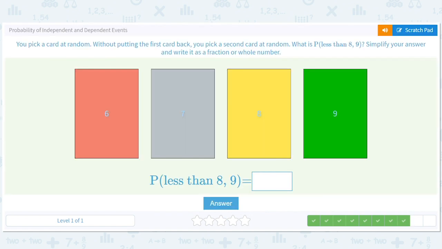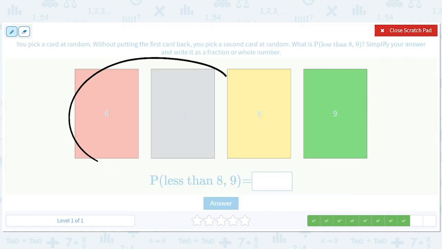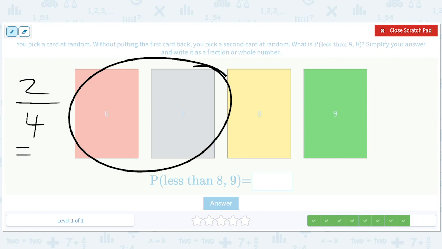You pick a card at random. Without putting the first card back, you pick a second card at random. What is the probability of getting less than 8, and then exactly 9? So on the first try, you want to get less than 8. So that's 2 out of 4, or 1/2. For you to be successful, you have to pick 6 or 7, which is a half probability.